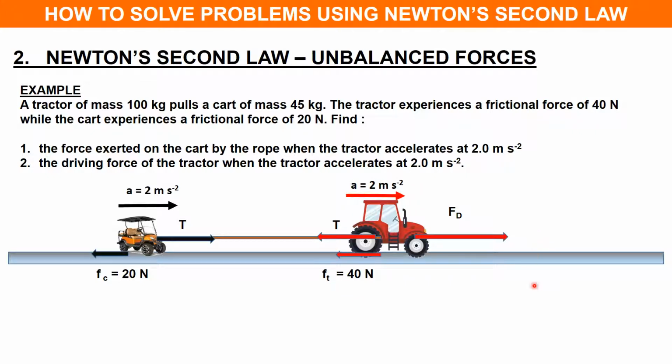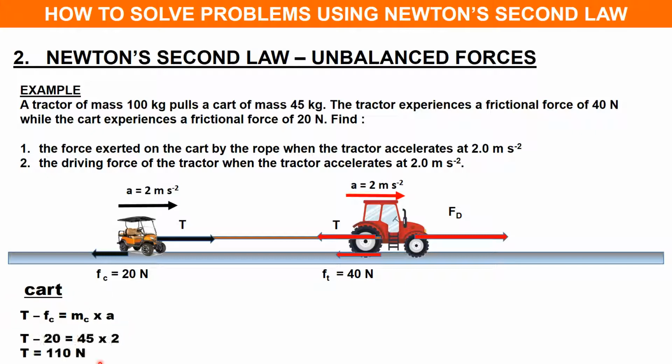Now the third step is to apply Newton's second law, which says that the net force is equal to the mass of the body multiplied by the acceleration. So we would want to look at the cart first. Looking at the cart, it's moving in this direction, so this force is greater than the force pointing towards the left. So we have the tension minus 20 newtons, which is the frictional force on the cart. This would form the net force. So the net force is equal to the mass times the acceleration. That is what Newton's second law is all about.